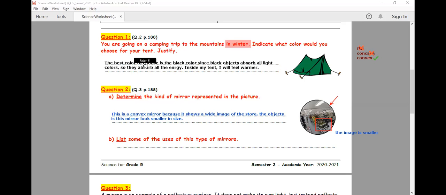Where is this mirror used? This mirror is used for security in stores and on the street. Wide image stores, bravo, for security in stores, on the streets, and for a clear wide image for the street. That's right. And in cars also, for the rear view in the cars. The mirrors of the cars are convex since they give a smaller image of what's behind, what's around.